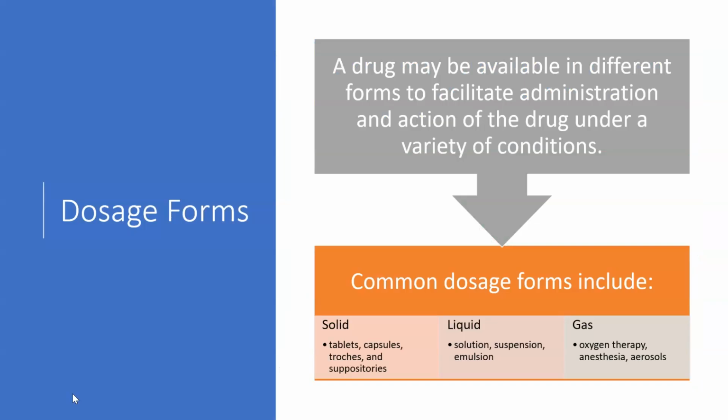So what are dosage forms? A drug may be available in different forms to facilitate administration and action of the drug under a variety of conditions. Common dosage forms are a solid, a liquid, and a gas. The solid is tablets, capsules, troches, suppositories. A liquid is a solution, suspension, and emulsion. And a gas is oxygen therapy, anesthesia, and aerosols.